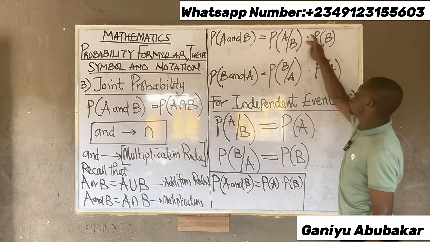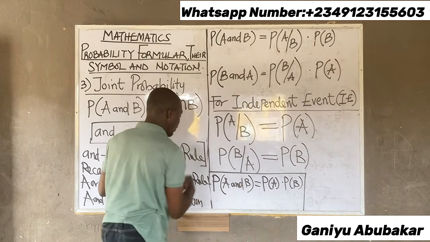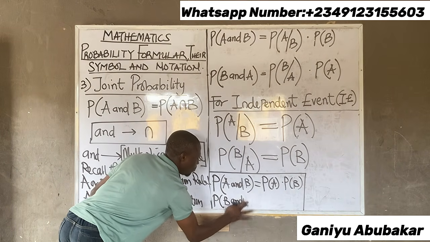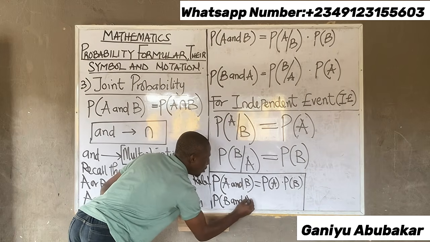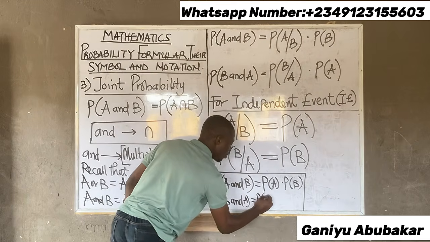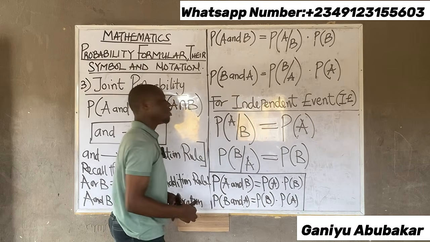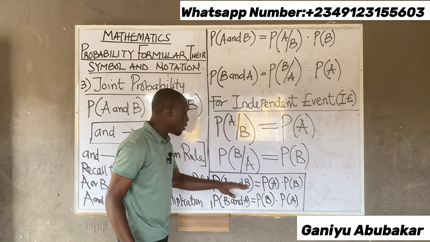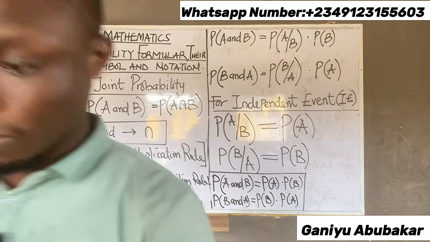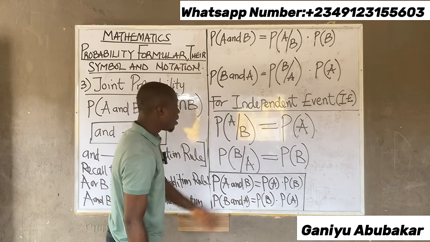For dependent events, use a formula like this. When it's an independent event, you use this one. Or in a case like this, P of B and A equals what? P of B given A gives you P of B times P of A. So in a case where you have an independent event, the formula will change to this, not this, please. All right, this is what we refer to as joint probability.